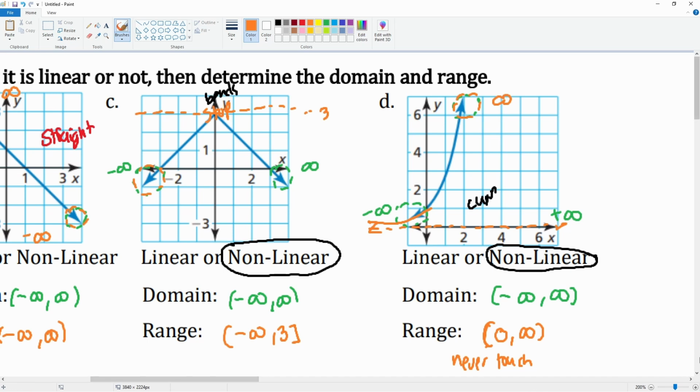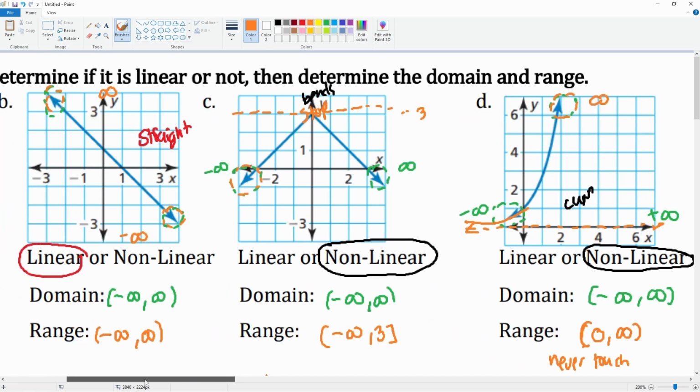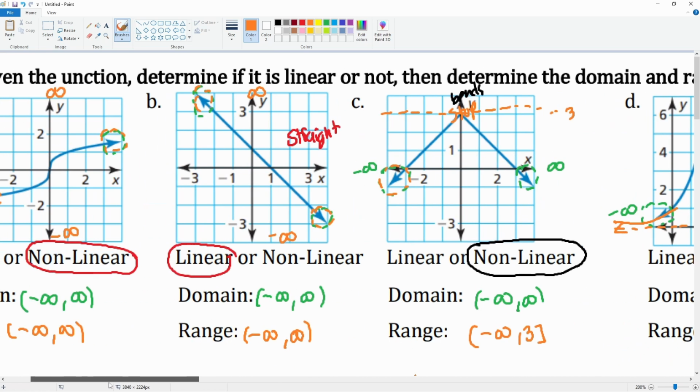Right, so that is how you tell if things are linear or non-linear, then determine the domain and also the range.